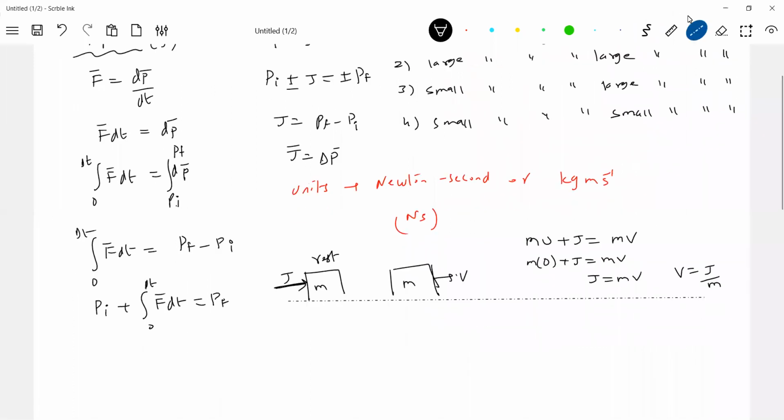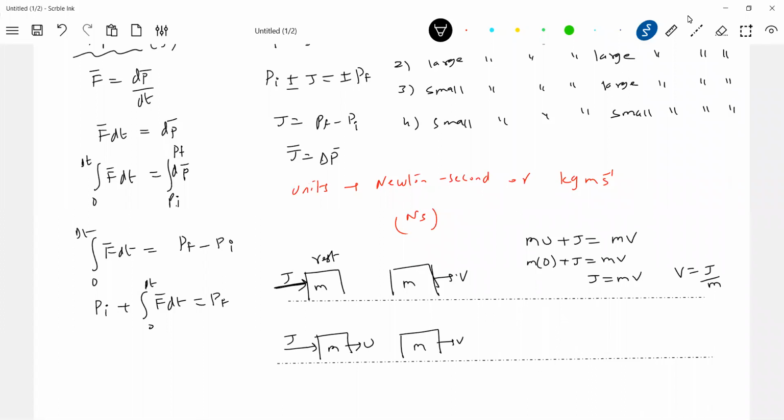Next situation. If a body already has an initial velocity and an impulse acts, it will acquire a resultant velocity v. Now the equation will become mu plus J equals mv. The impulse is acting in the direction of motion, in the direction of initial momentum, so that impulse you have to take as positive. And finally look at the final momentum. It is in the direction of initial momentum, so that should be positive.